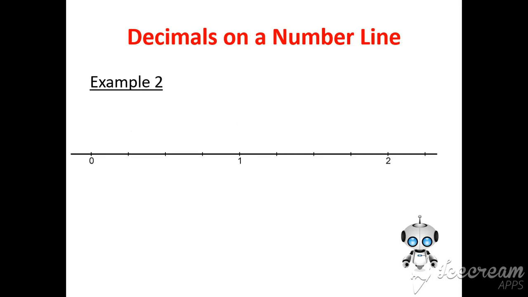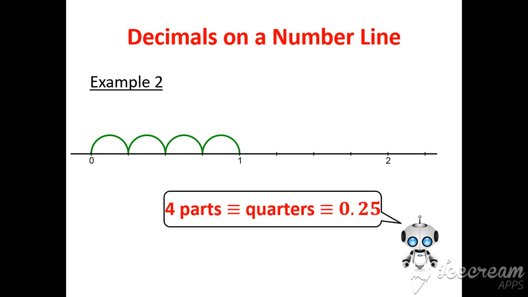All right, what about this example? So here we have 0, 1, and 2, and some spaces in between, and our job is to figure out what's going on. Well, we've got 1, 2, 3, 4 spaces. Now, last example, we had 5 spaces. That was a fifth, which was 0.2. So you need to try and remember 4 spaces, 4 parts is equivalent to what we call a quarter, and a quarter is equivalent to the decimal 0.25.